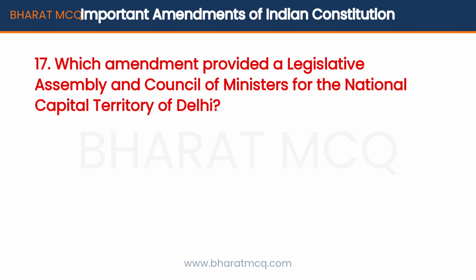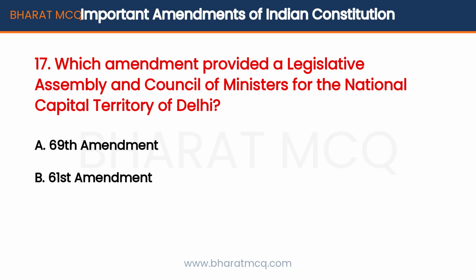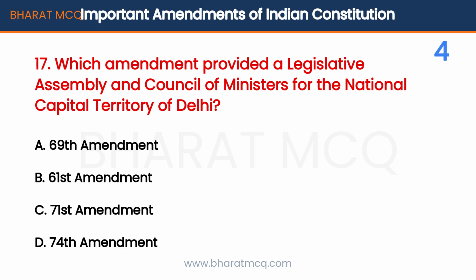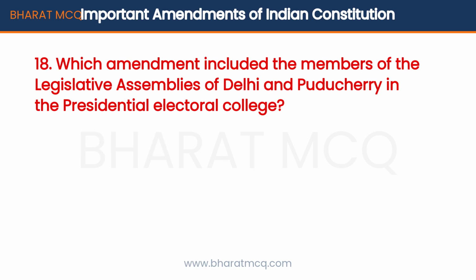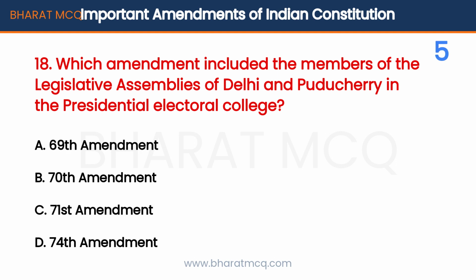17. Which amendment provided a legislative assembly and council of ministers for the National Capital Territory of Delhi? The correct answer is 69th Amendment. 18. Which amendment included the members of the Legislative Assemblies of Delhi and Puducherry in the Presidential Electoral College? The correct answer is 70th Amendment.